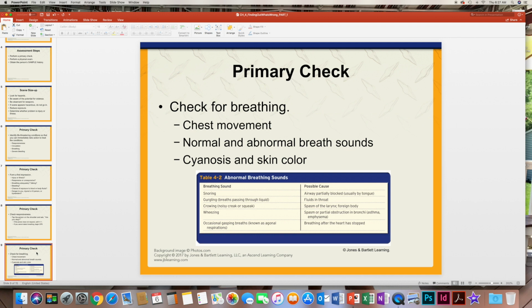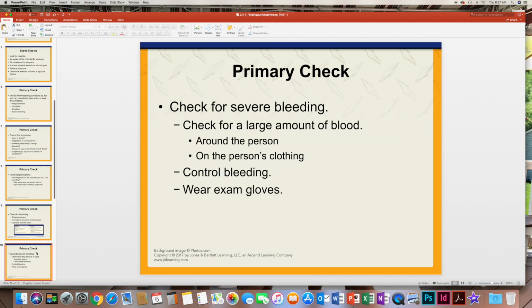With the breathing sounds, listen if it's a snoring type of sound. Sometimes that can mean the airway is blocked. Or a gurgling sound, that could be fluid in their throat. If they're wheezing, they could have a partial obstruction, or it could be an asthma or emphysema type situation. And if they're gasping for breaths, this is known as agonal breathing. It could be that their heart has already stopped. So understanding that will allow you to determine what type of treatment you need to give.